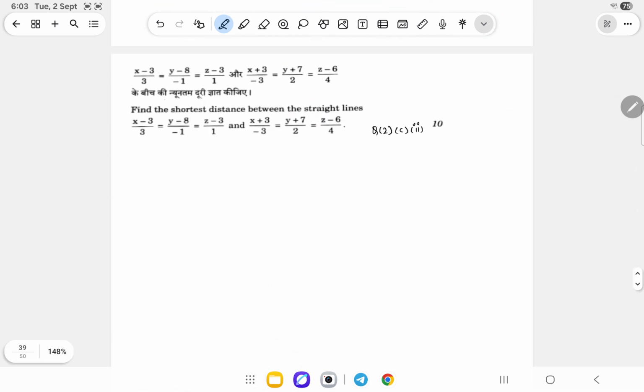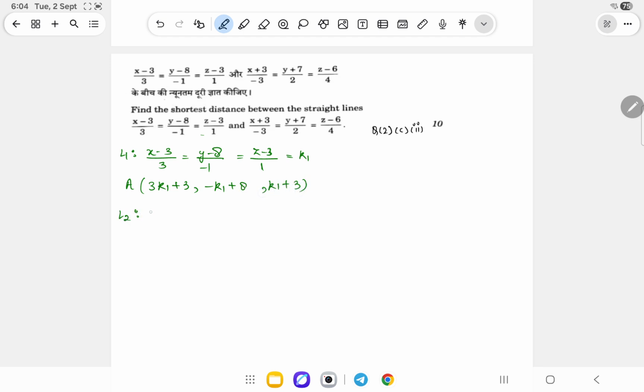The next question says: find the shortest distance between the straight lines this and this. Line 1 is given to me as (x minus 3)/3 equals (y minus 8)/minus 1 equals (z minus 3)/1. If I equate it with k1, any arbitrary point on line L1 will be (3k1 plus 3, minus k1 plus 8, k1 plus 3).